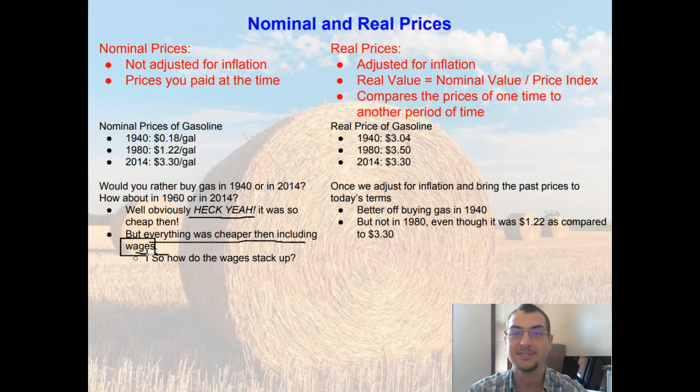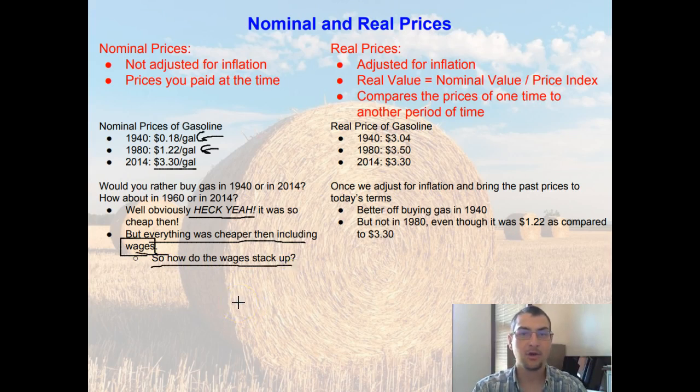Or we might have gotten paid 10 cents an hour and we were so happy to get that 10 cents an hour. Nowadays, you get paid $7, $8 an hour minimum wage, and that's not enough. So everything was cheaper back then, but so were the wages. So was everything. So the question is, were you better off being in the 1980s buying gas at $1.22, or in the 1940s buying gas at 18 cents, as compared to now at $3.33, given the fact that prices of everything increased, and so did wages?